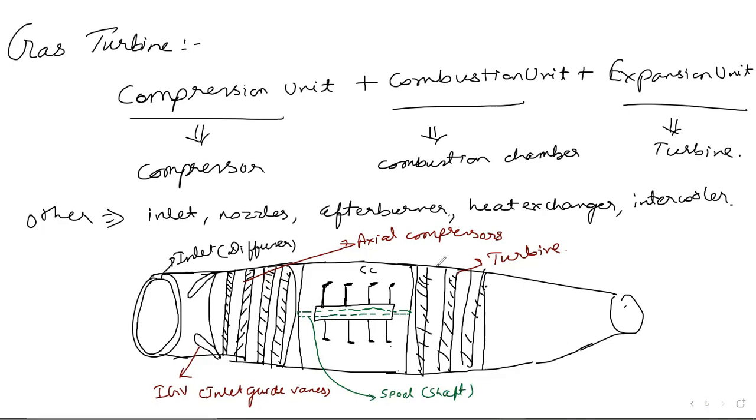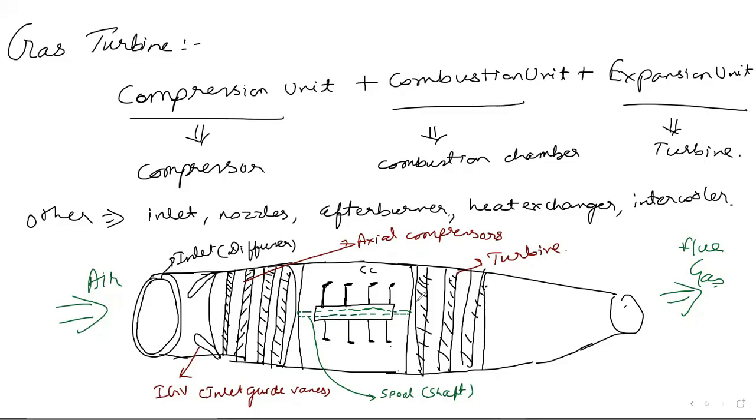So the turbine is basically where expansion happens. So here compression, here combustion, and here expansion. Expansion means the gas now expands. So here it was air, and here it will be gas. Sometimes they also use a word called flue gas. Flue gas.